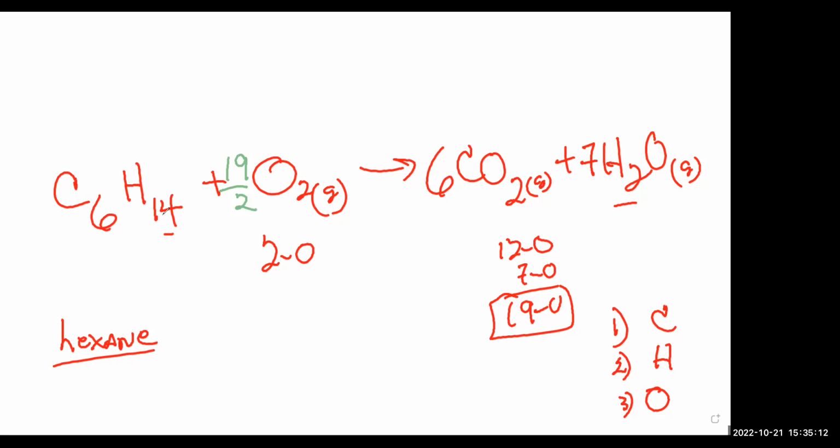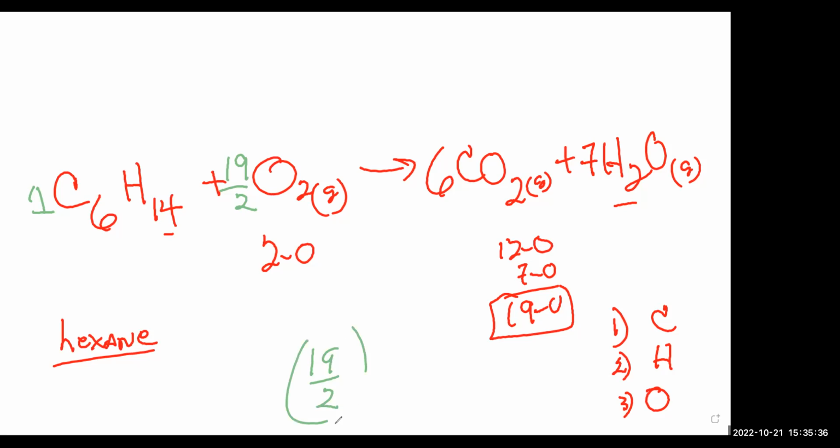All right, so I got 1 hexane plus 19 halves oxygen molecules, 6 of carbon dioxide, and 7 of water, right? Well, we don't leave any coefficients as fractions. So we need to get rid of that fraction. We need to get rid of that 2. All right, so I got 19 halves.